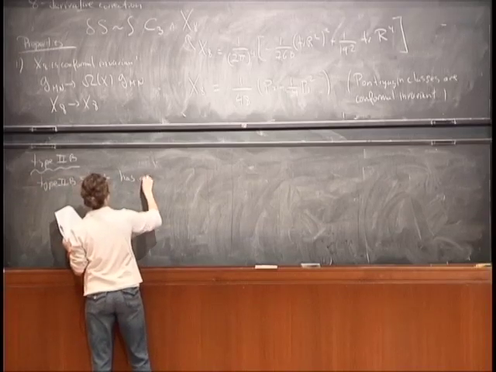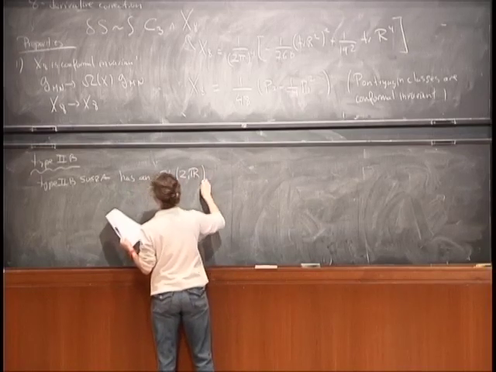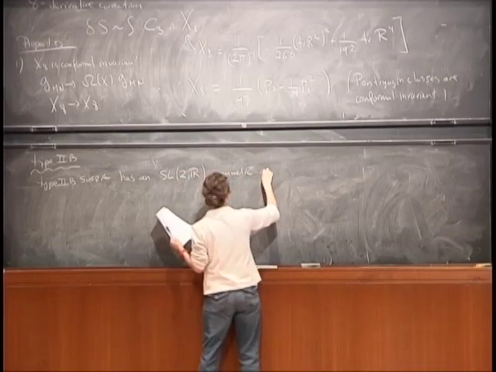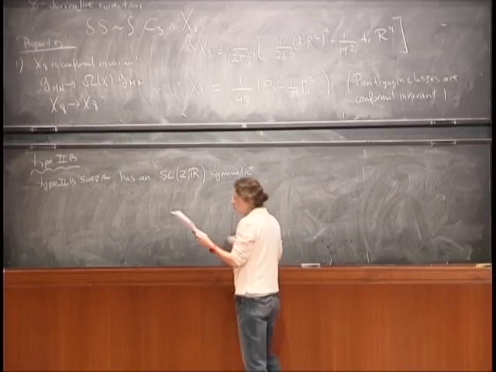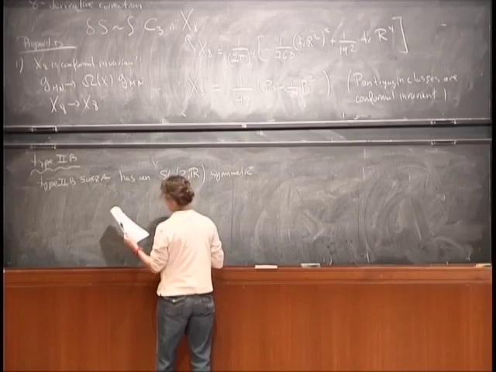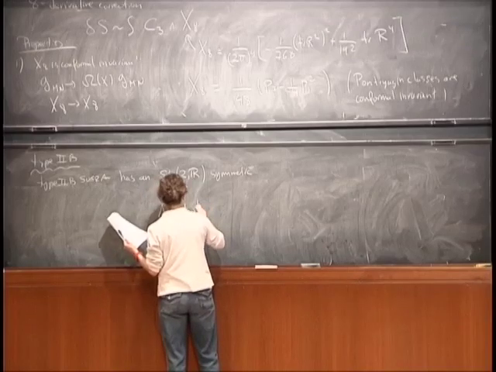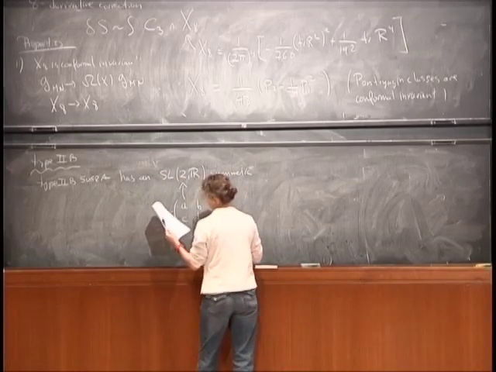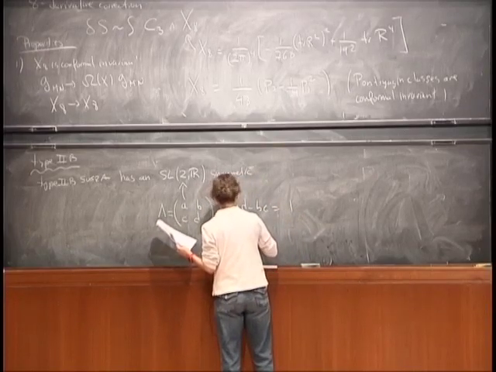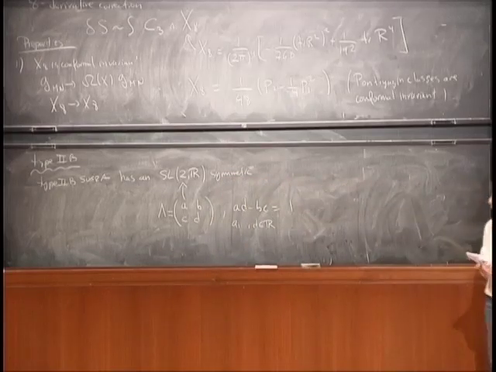has an SL2R symmetry acting on the fields. So remember, SL2R are 2x2 matrices with real entries and determinant 1. So this means that we can write an SL2R matrix in the following way. A, B, C, and D are real numbers, and the determinant should be equal to 1.